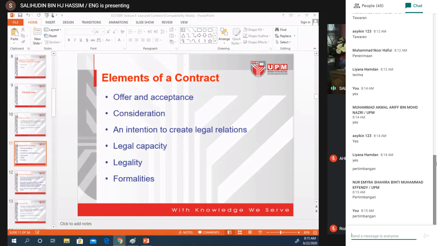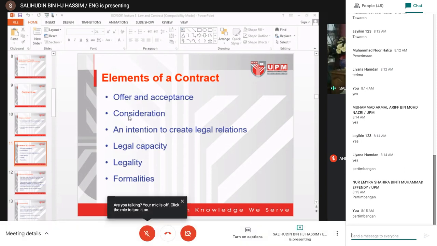That's why our bahasa Melayu is not a direct translation in legal terms. It is not pertimbangan. The consideration, if you translate it, is called balasan. Balasan. Okay. So, what is balasan? Balasan is the promise to do something or not to do something. Untuk melakukan sesuatu atau untuk tidak melakukan sesuatu.